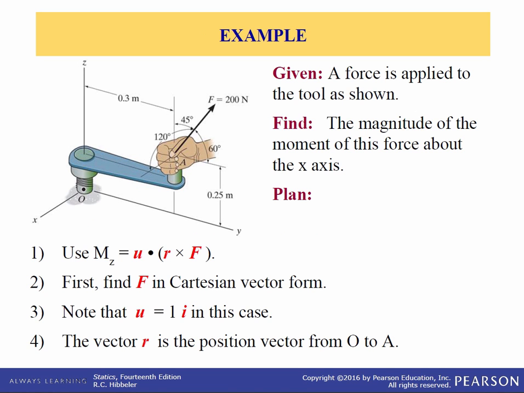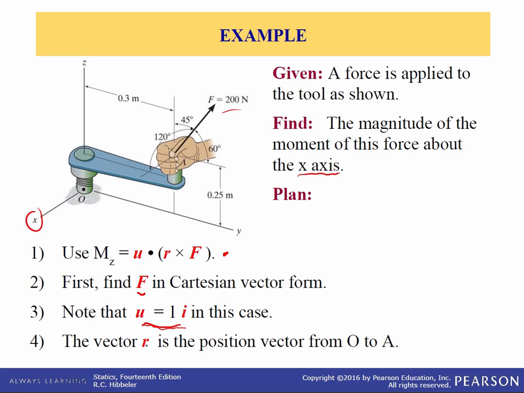So let's do some examples. We have this force F of 200 newtons applied to the tool as shown. Find the magnitude of the moment of this force about the x-axis. So our plan, we want to use the triple scalar product, which means we need to find F in Cartesian vector form. And we note that u is equal to 1i in this case, because the question was the moment about the x-axis, and the unit vector along the x-axis is 1i.